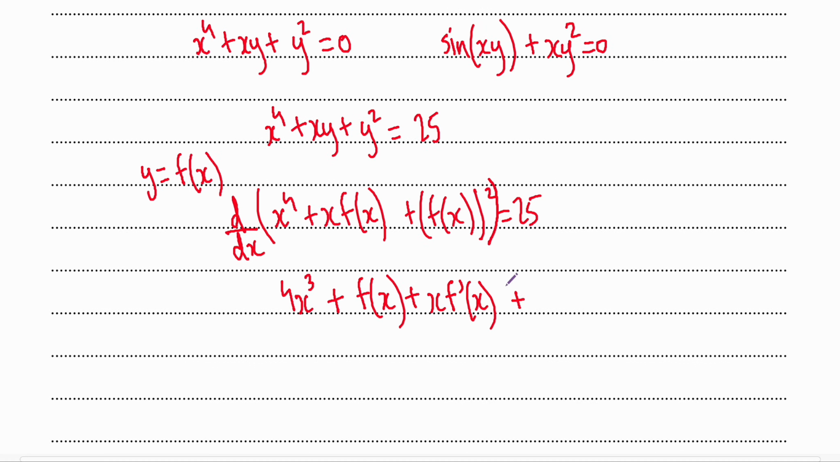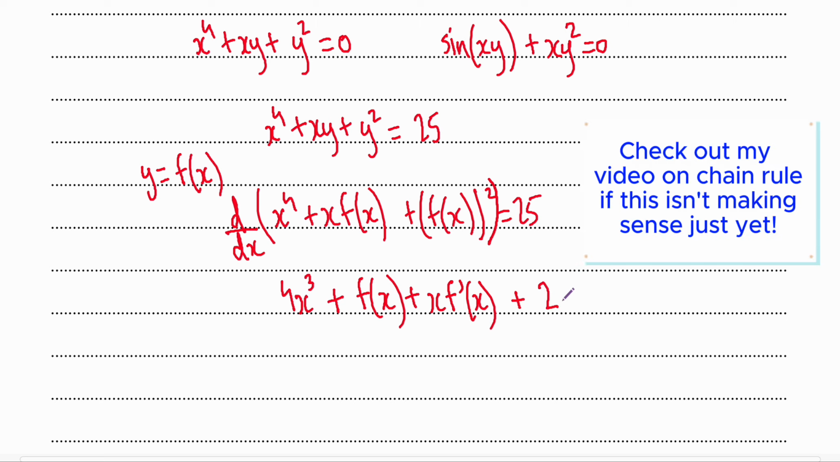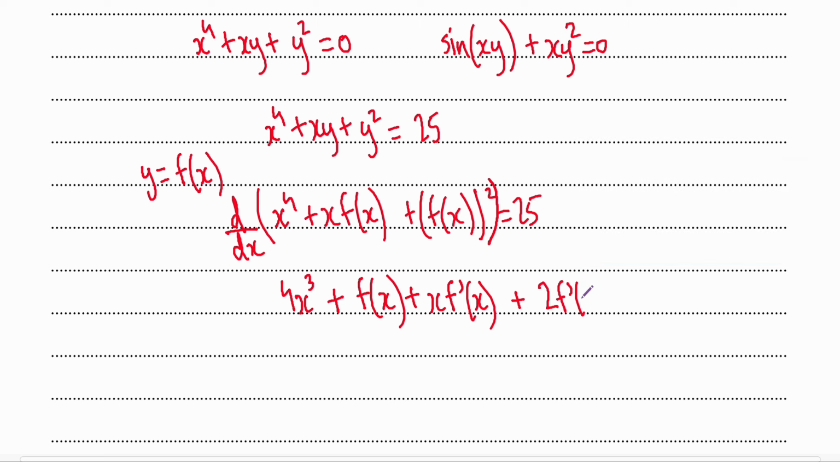Plus, how do you take the derivative of f of x squared? Well, you can use the chain rule. So you have 2 times the derivative of f of x times f of x to the power 1. And that is equal to the derivative of 25, which is 0. So that's done. Well, now you have 4x cubed plus, what's f of x? f of x is equal to y, right? So you have 4x cubed plus y plus x times, what's f prime of x?